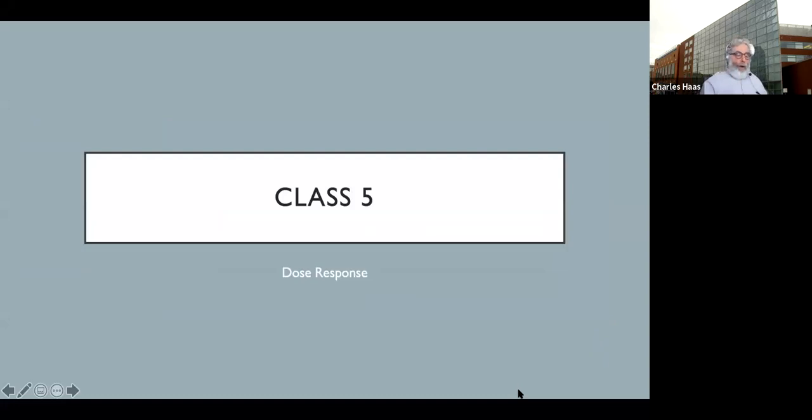Welcome to week 5. Today I want to focus on dose response. So for the past 2 weeks, we've really been looking at estimating exposure to pathogens, specifically SARS-CoV-2. Today I want to take that and look at how we model the estimation of health effects using a dose response model.